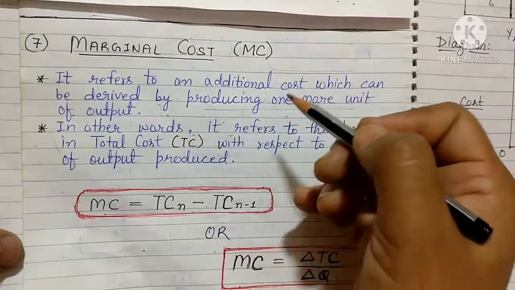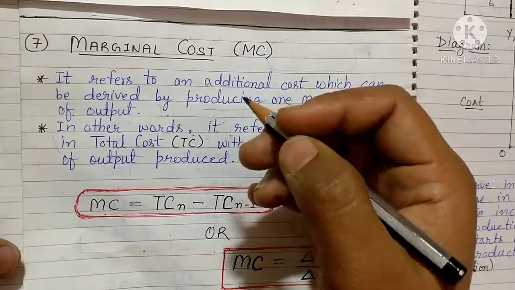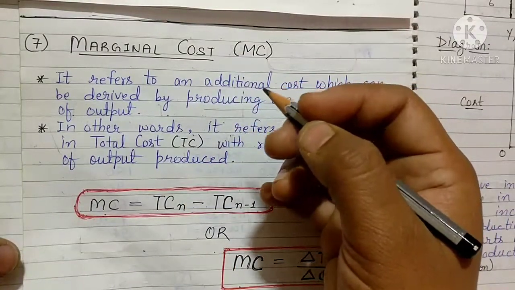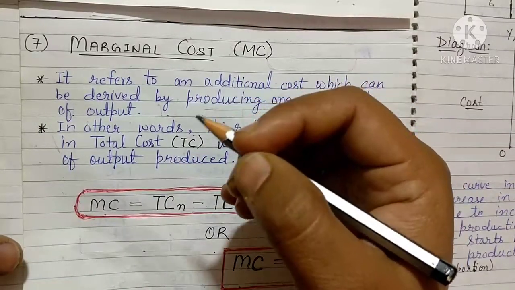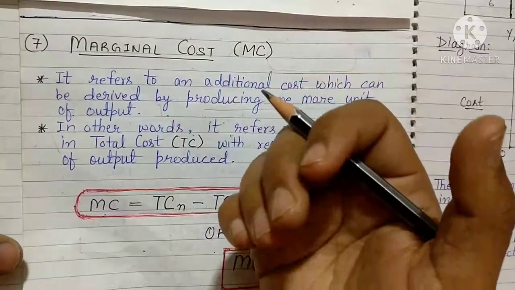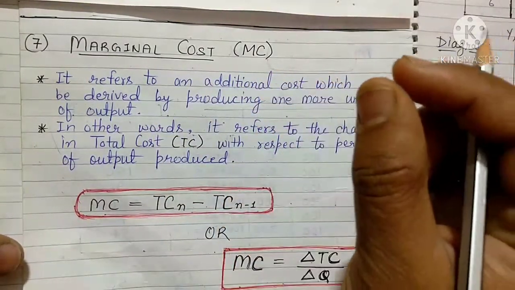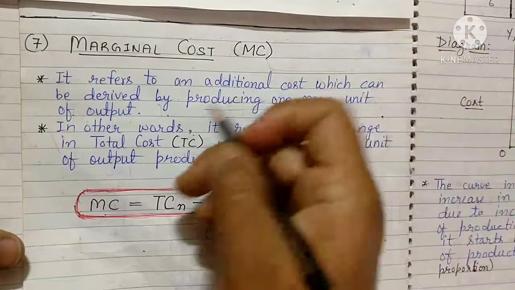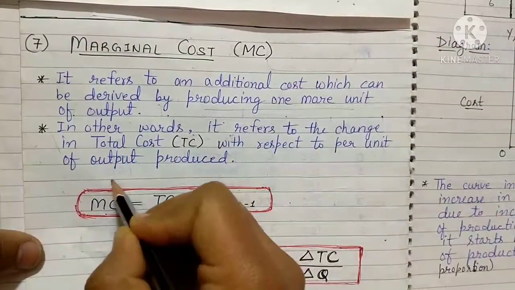Suppose I am producing 100 units, and my cost is coming, you can say, 200 rupees. Now I am producing one more unit. So when I am producing one extra unit, how much more cost is coming? It becomes 210. So how much extra? That 10. That is called my marginal cost. In other words, it refers to the change in total cost with respect to per unit of output.